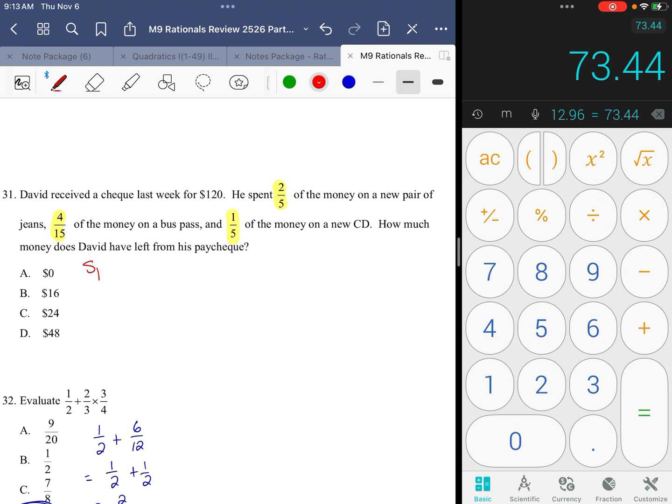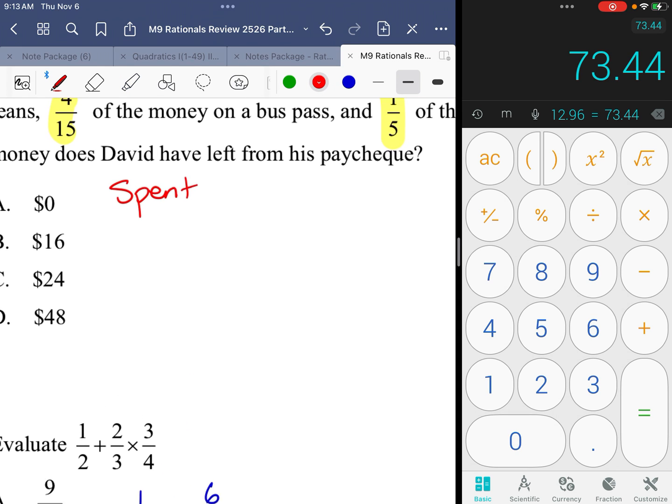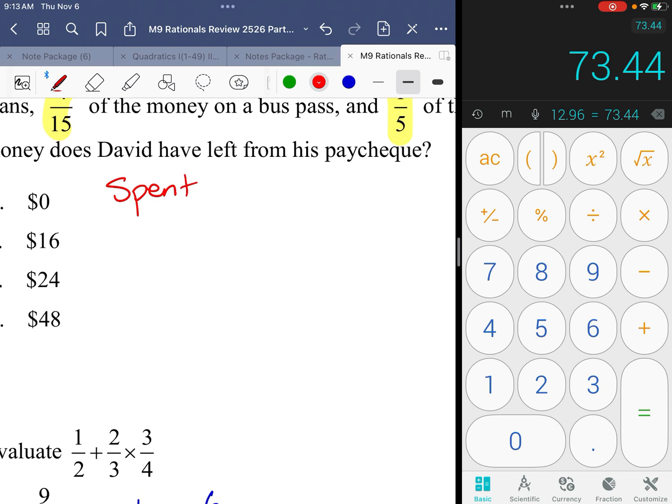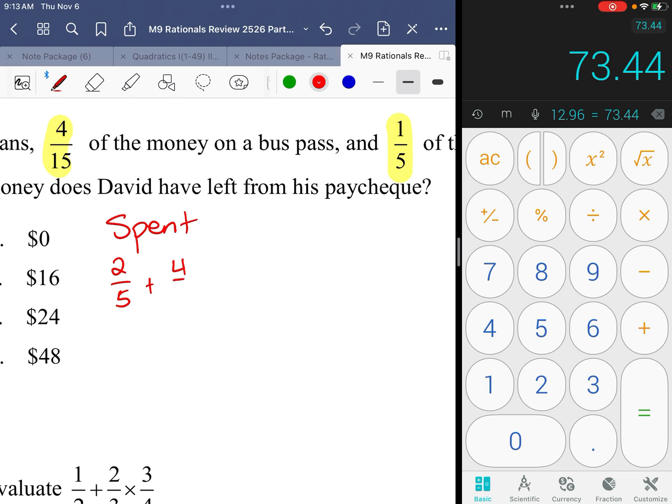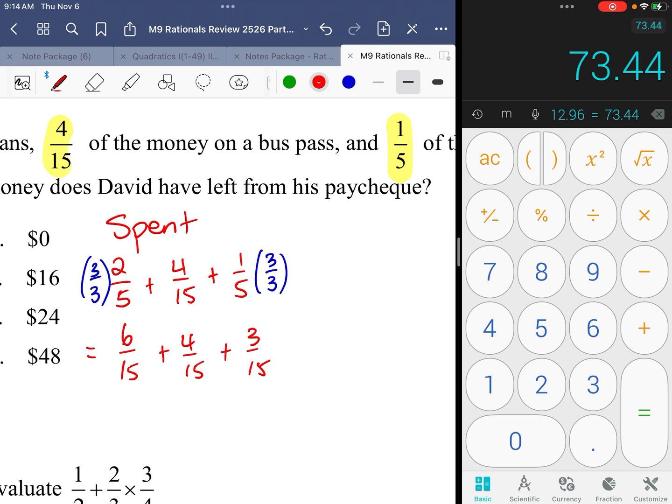So the first thing I want to do is figure out how much fraction did he spend. So you're going to take that 2/5 plus the 4/15 plus the 1/5, all right? Now if we create common denominators here, we'll get 6/15 plus 4/15 plus 3/15. Now if we add that together, 6 plus 4 plus 3, that's going to be 13/15 that he has spent.